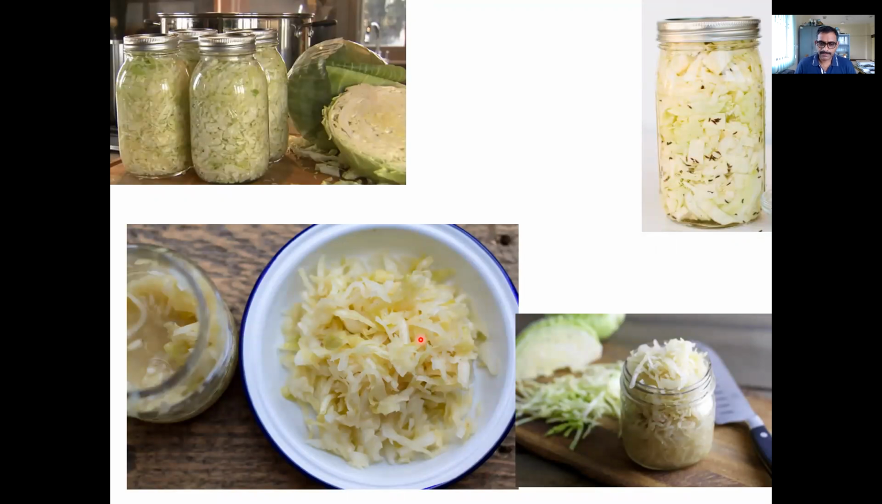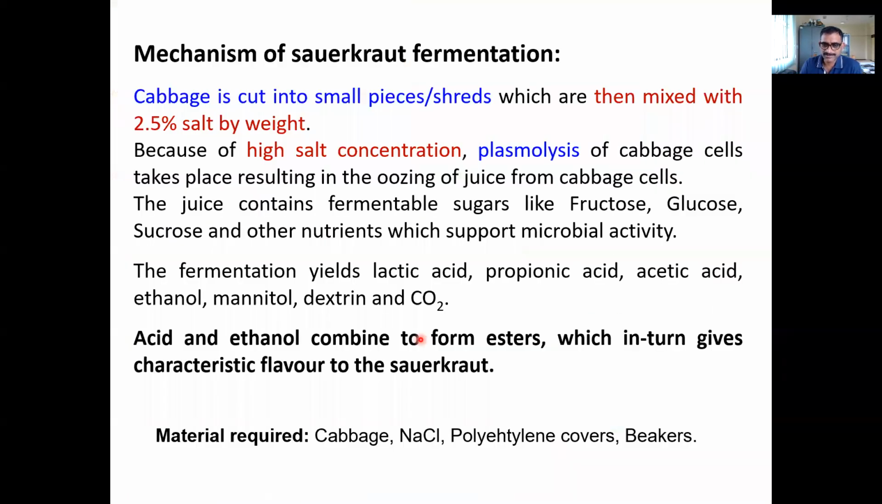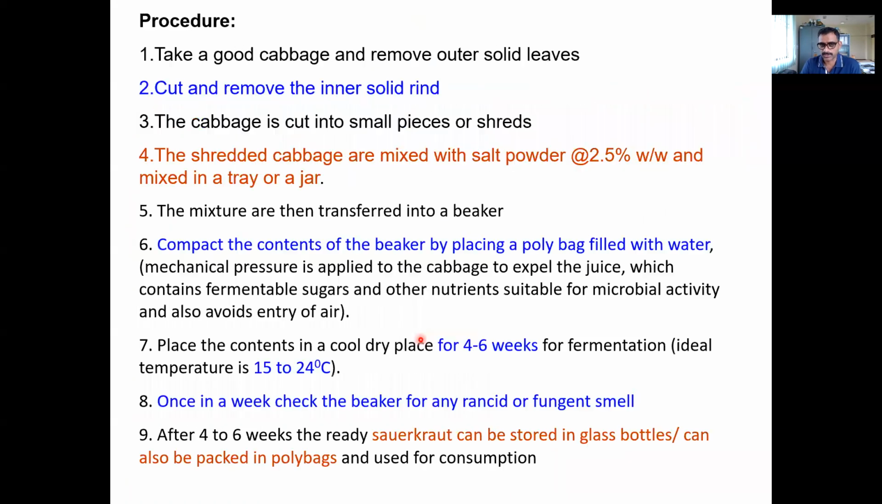Okay, once again, welcome back to the class. We were discussing industrial applications of microorganisms, and in that, we were discussing sauerkraut. Sauerkraut is a product which is prepared from fermentation of cabbage. Now let us know the procedure of preparation of sauerkraut.